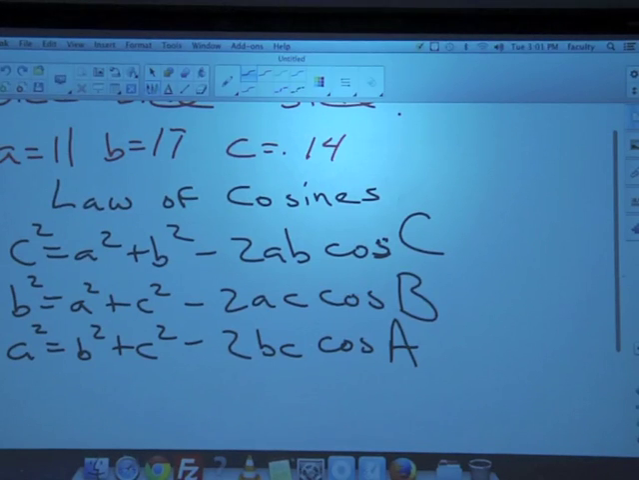Right. So let's solve this problem. Again, given all three sides, we want to know the missing angles. Given all three sides, thou shalt find the angle opposite the largest side first.